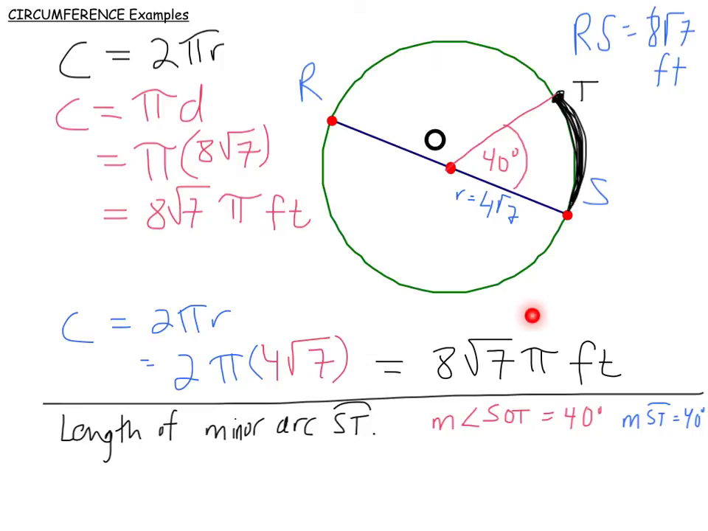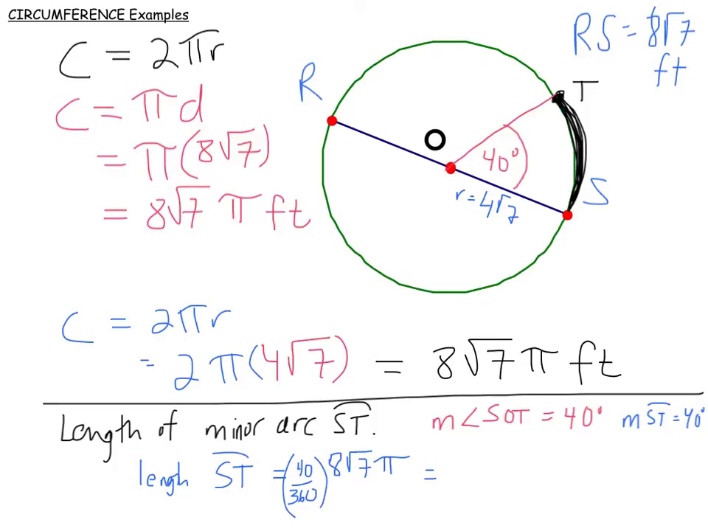Well now, in this example, the numbers are kind of ugly, but conceptually this still should make good sense. This arc is 40 degrees. It's 40 out of a possible 360. So the length of arc ST should not be just 8 root 7 pi, that would be the length if we went all the way around, but we should only be sweeping out 40 of the 360 degrees that are in a circle.